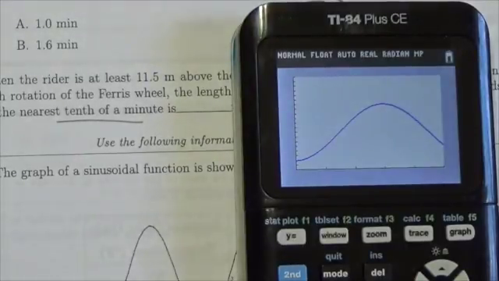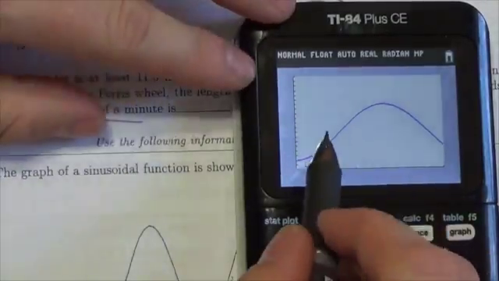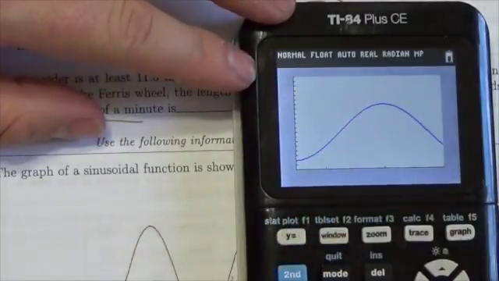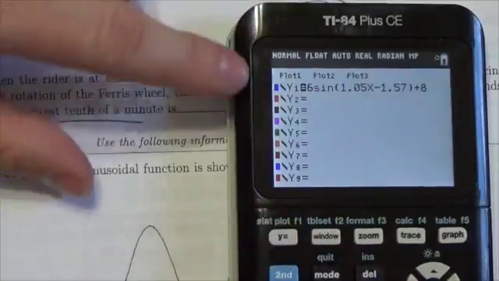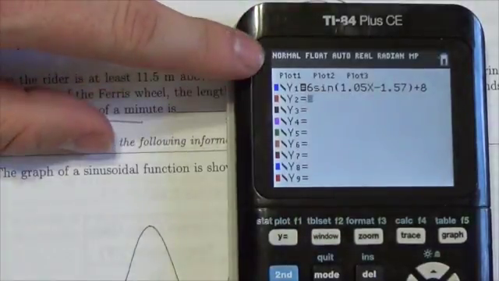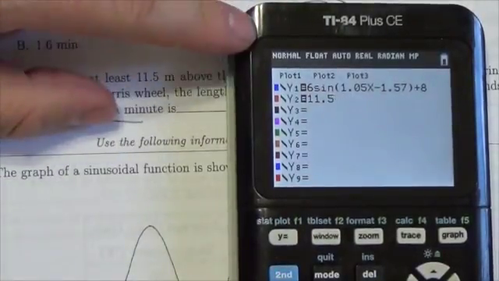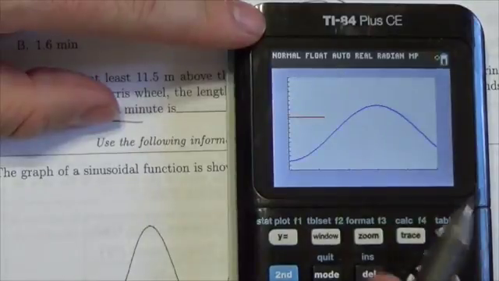We're interested in the amount of time that that person is above 11.5 meters. Okay, well, that's a height. That's a y coordinate based on the way I've set this up here. So I'm going to put 11.5 here. Now we're going to graph this.